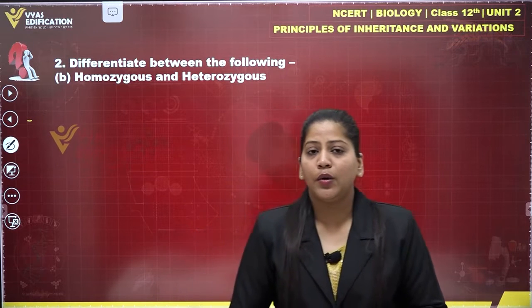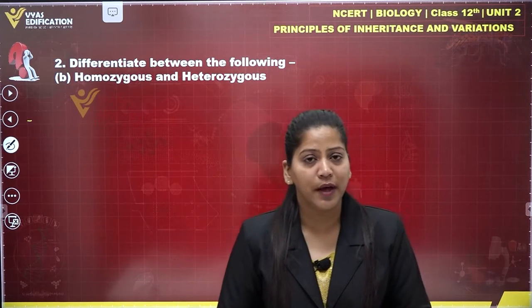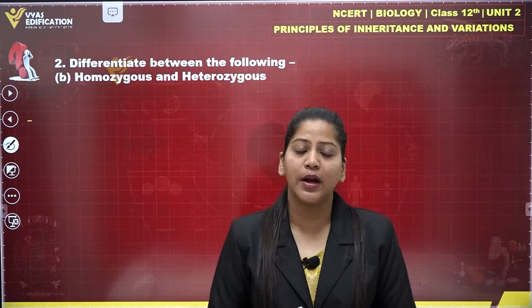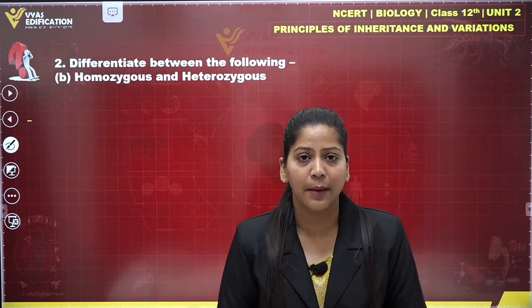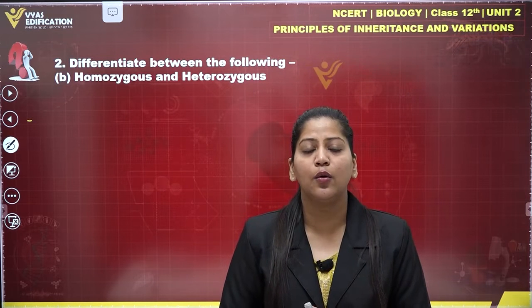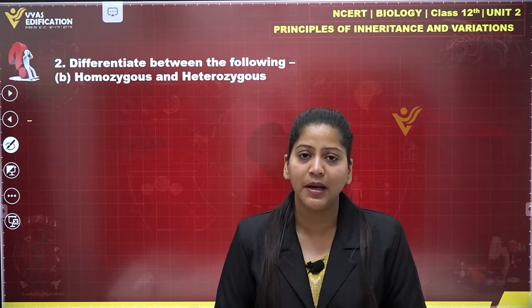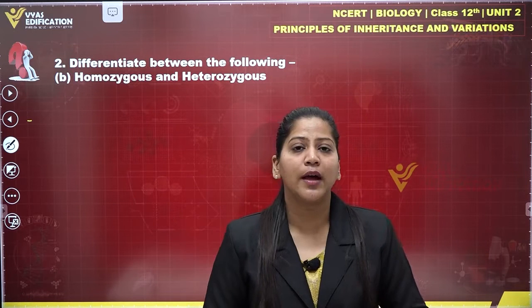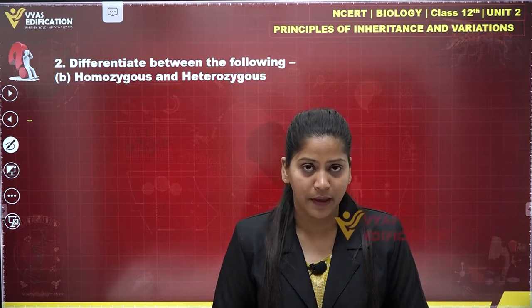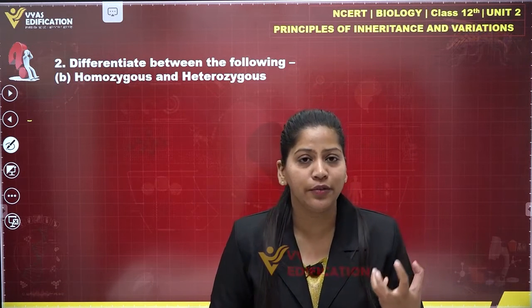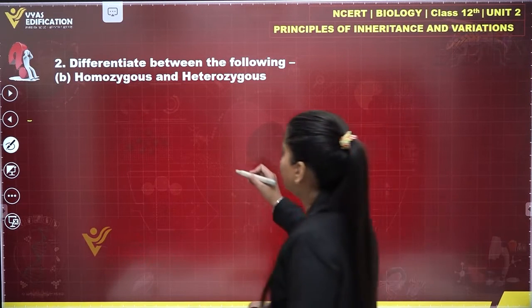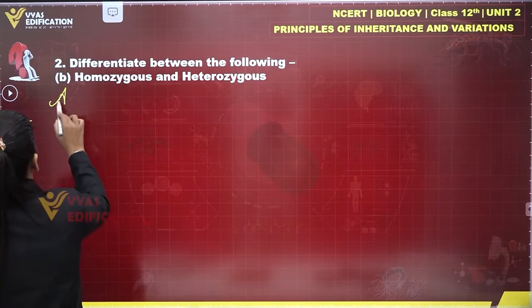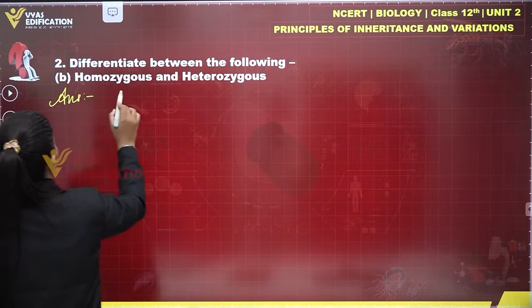Now if we talk about another thing about homozygous condition, then they can produce only one type of gamete. These homozygous pair can only produce one type of gamete, whereas the heterozygous can produce two types of gametes. Now we are going to write the answer.